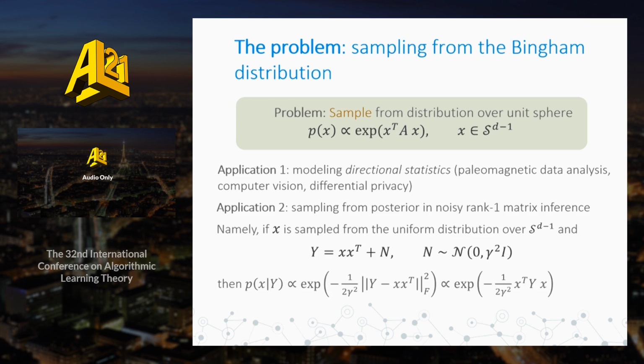On the more statistical side, it appears fairly natural when we wish to sample from certain posteriors in noisy rank 1 matrix inference problems. To flesh this out a little bit, imagine that we have a vector x, which is sampled from the uniform distribution over the d-dimensional sphere, and then we're outputting a noisy observation in the form of a matrix y, which is xx transpose plus some noise n sampled from an appropriate Gaussian. For such an observation y, if we want to look at the posterior distribution over the x given the observation y, it turns out to have the form of a Bingham distribution.